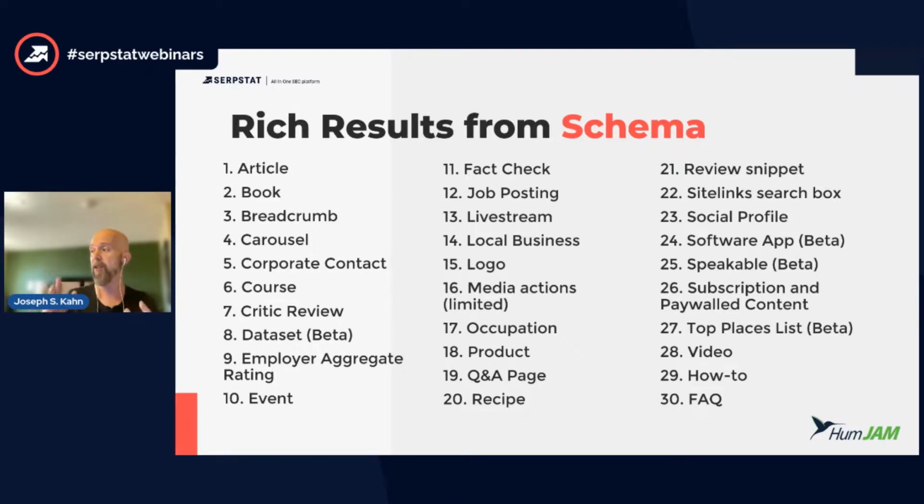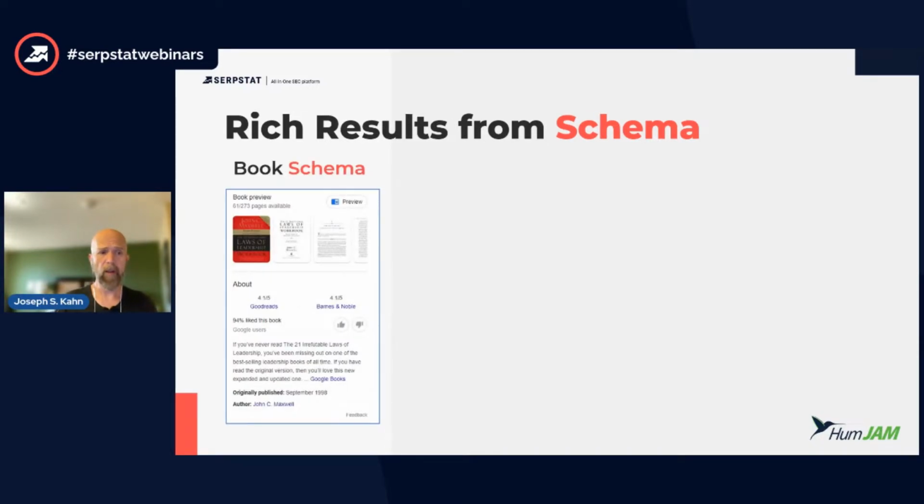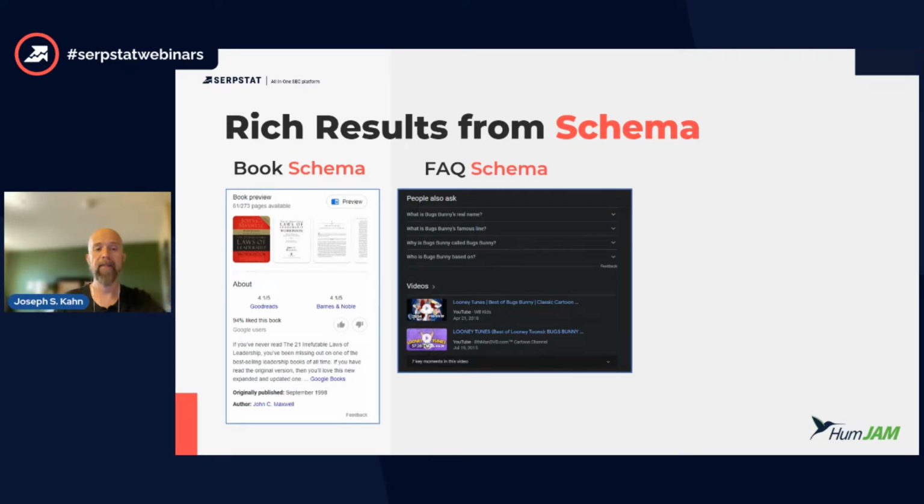So the page or the content that you're working on, you ask, what is this? What's the rich result I want to get from this? Okay. Book schema. So if you have a book, you put book schema on the page, it'll show up in Google itself under that book. FAQ schema, it'll show up in the questions, different asks.